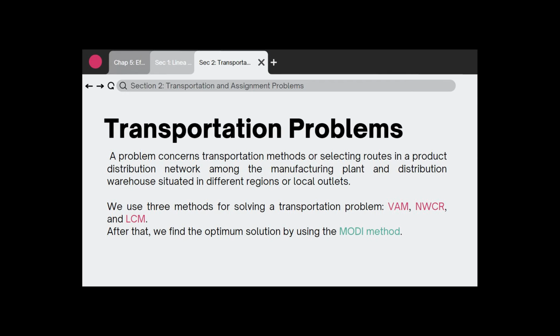When the total demand is not equal to the total supply, it is an unbalanced problem.